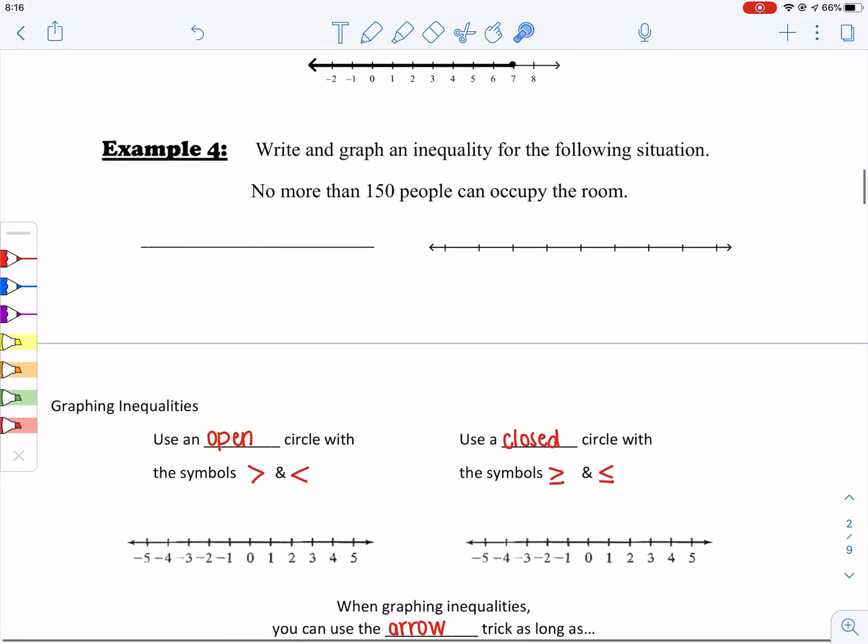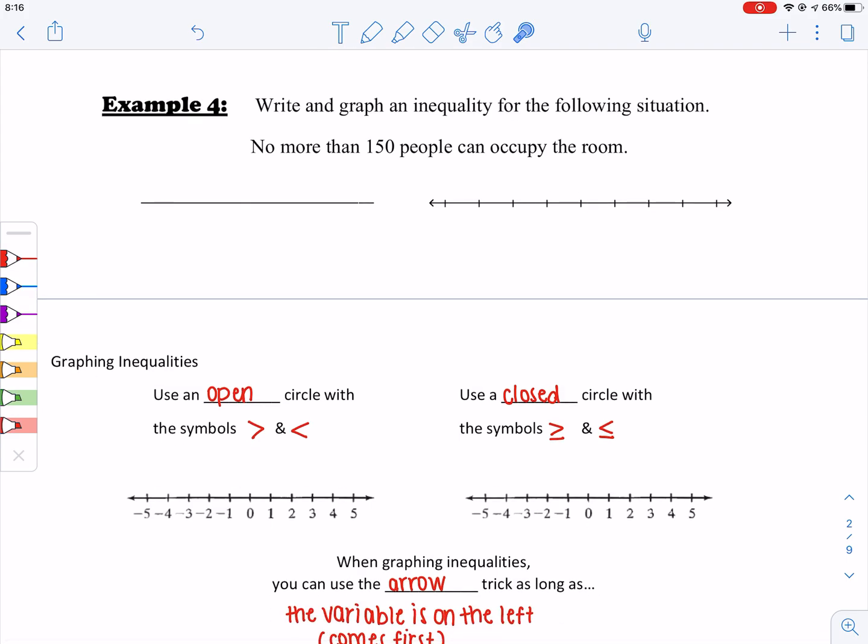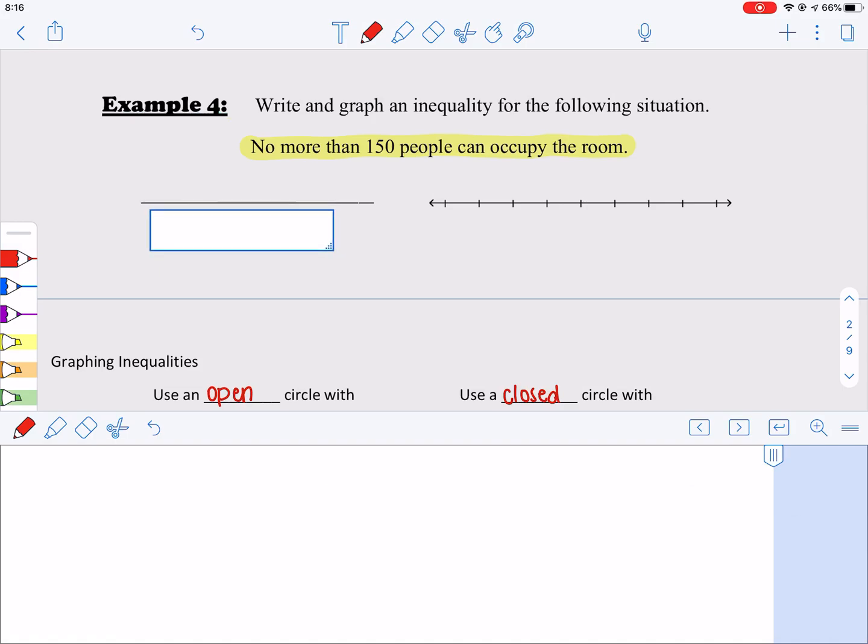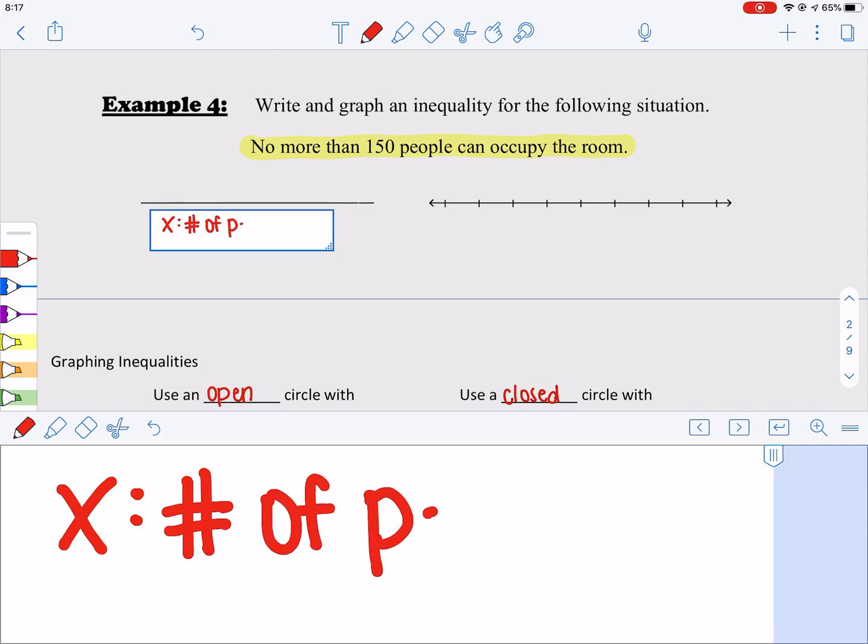All right, couple more we're going to try, and this is where I give you a word problem, and you have to make up an inequality for this word problem. Okay, so this first one, it says no more than 150 people can occupy the room. Okay, so we always want to pick a variable and name it. I'll use X, but I'm going to tell you what it stands for. So I'm going to use X every time just so that we're consistent when we write our answers for these next few. So X is my variable, and it stands for the number of people the room can occupy.